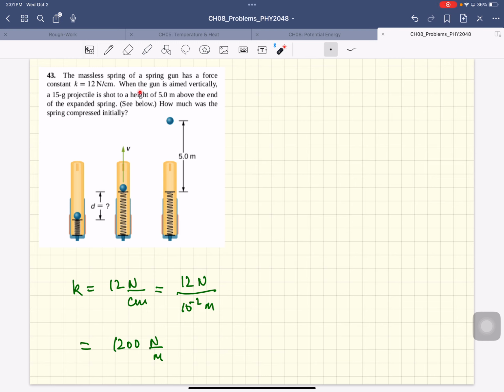Right. When the gun is aimed vertically, a 15-gram projectile is shot to a height of 5 meters. Okay. How much was the spring compressed initially? So there is the uncompressed location, and that is the distance we want to find. Now, when the object moves, there's the force of gravity acting on it, and in the initial portion of the flight, there was a spring force acting on it as well. So both spring and gravity were acting on the object.